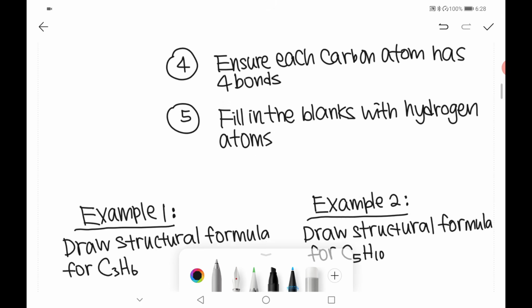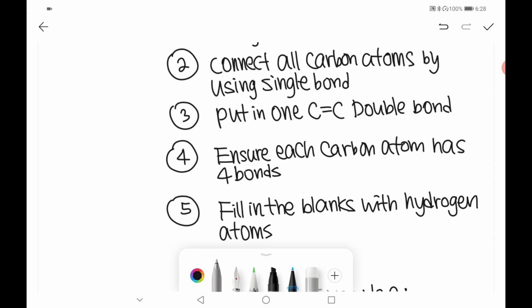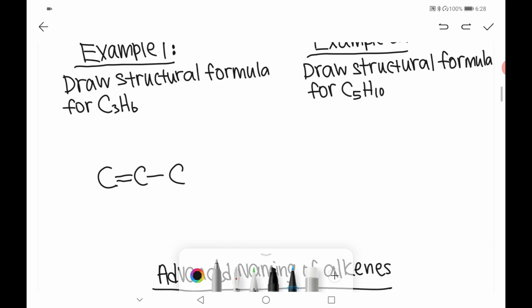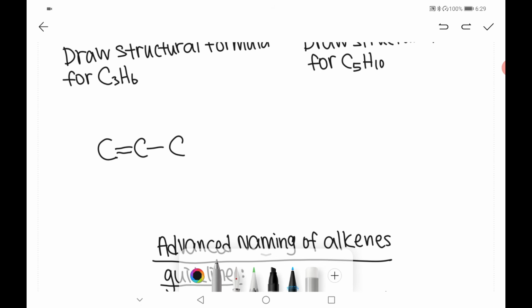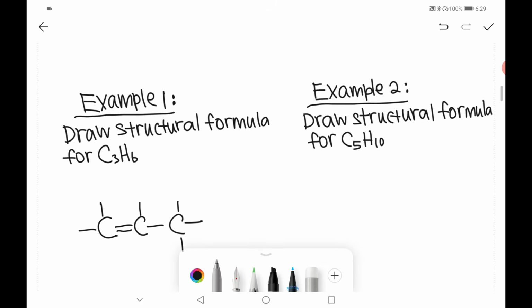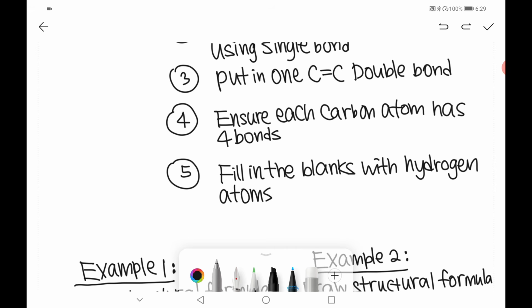After that, I need to make sure every carbon has 4 bonds. This carbon has 2 bonds already, so I add 2 more to make it 4. This carbon has 1, 2, and 3 bonds already, so we add 1 more to make it 4. This carbon only has 1 bond, so we need to add 3 more to make it 4. After you make sure every carbon has 4 bonds, in the end, fill in the blanks with hydrogen.